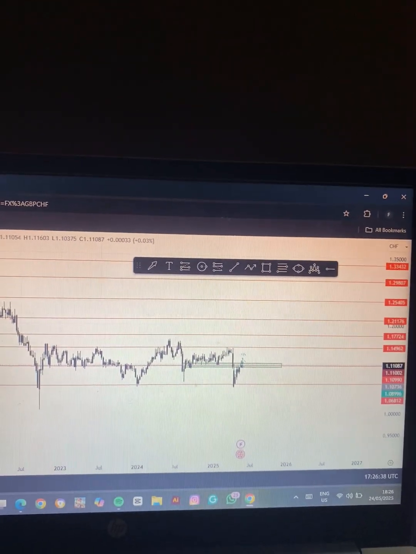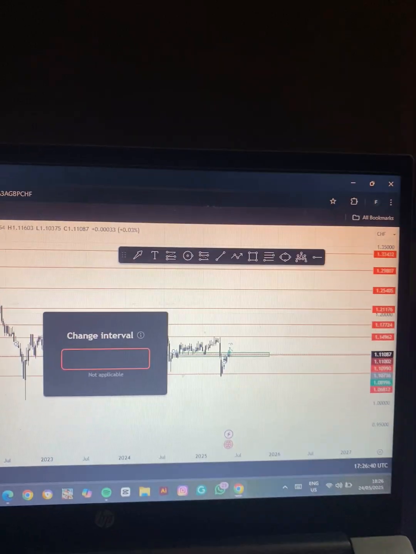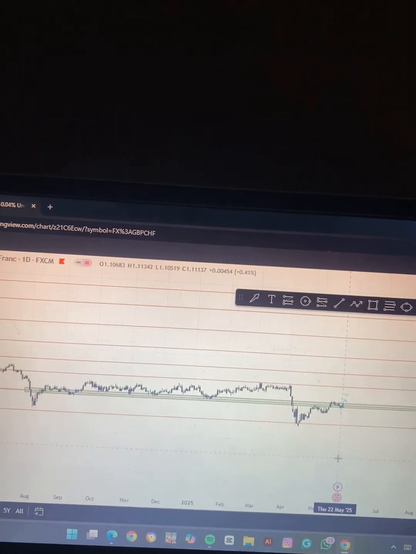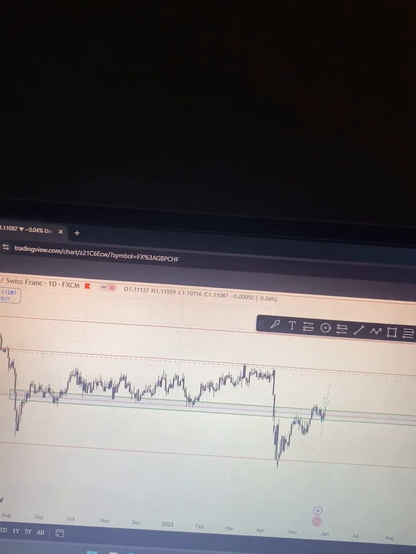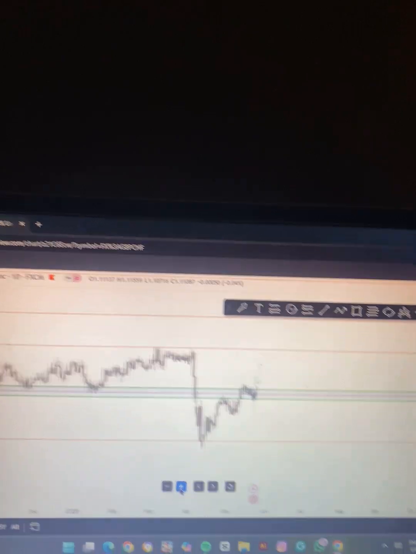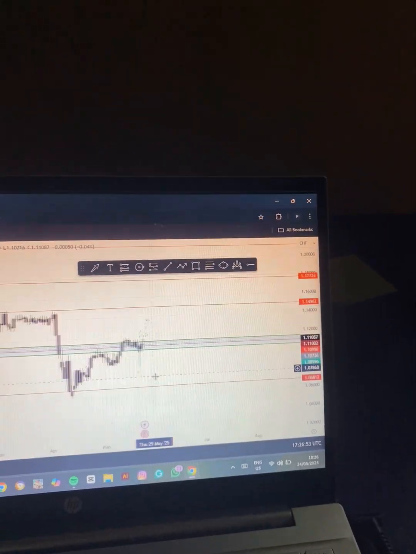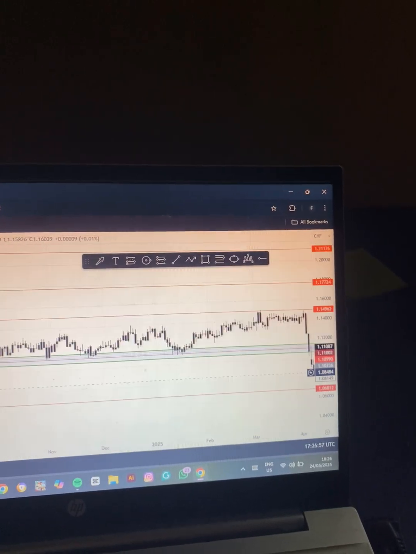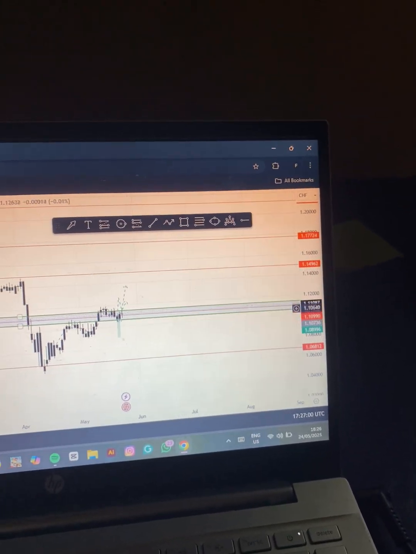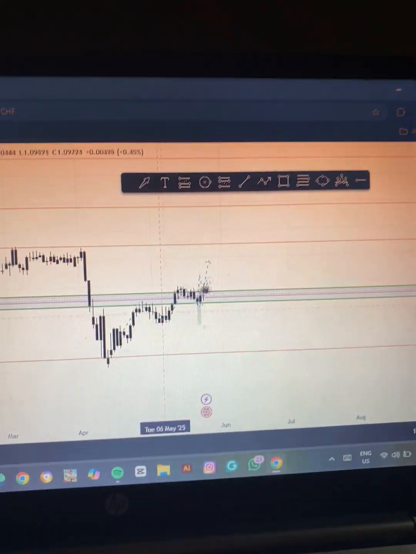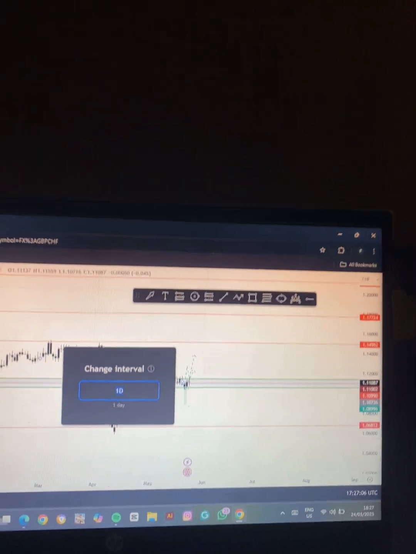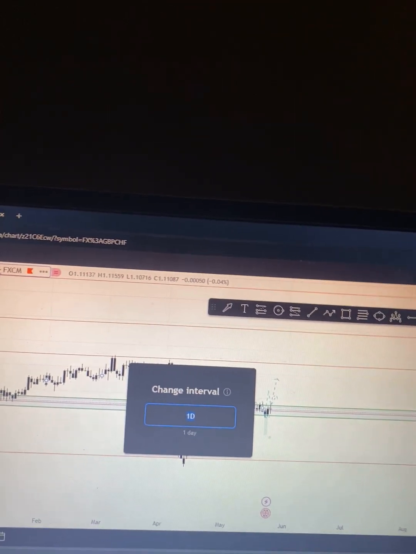So on the daily, let's see what it showed us. We're looking to enter at this zone where price has reacted before. So it's not just something we're doing, it reacted here. This is a key area, this is a key zone. So we're looking for an entry signal to enter.